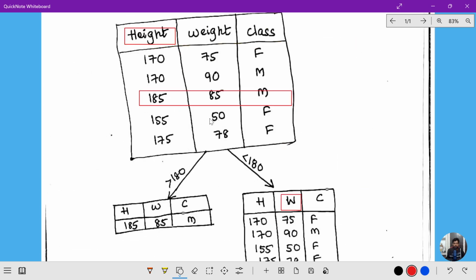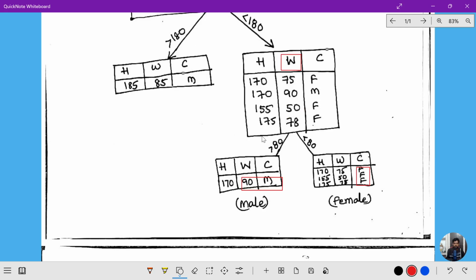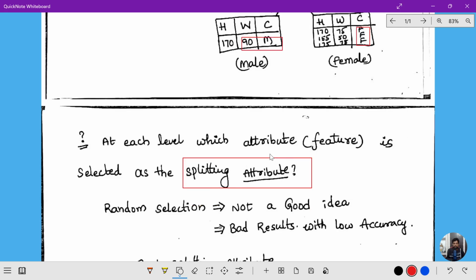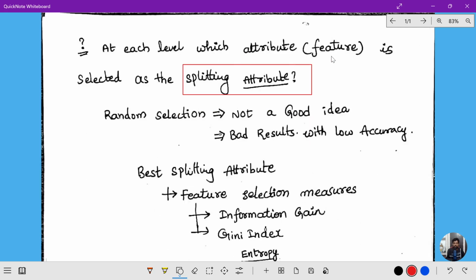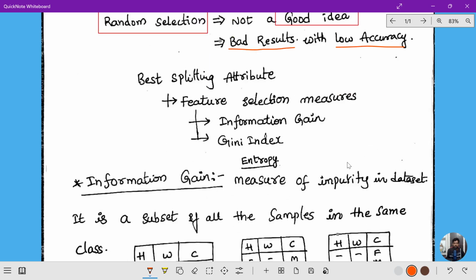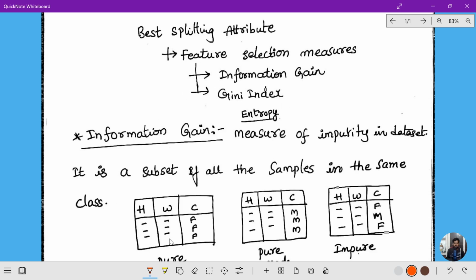If you observe, the splitting attribute here is height, and in this one the splitting attribute is weight. But the question is, at each level, which attribute is selected as the splitting attribute? If you go for random selection, it is not a good idea, because it may give bad results with low accuracy. So in order to split on an attribute, we are going to use two measures. The first one is called information gain, and the second one is called Gini index.